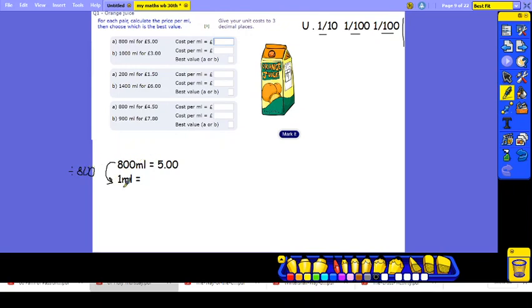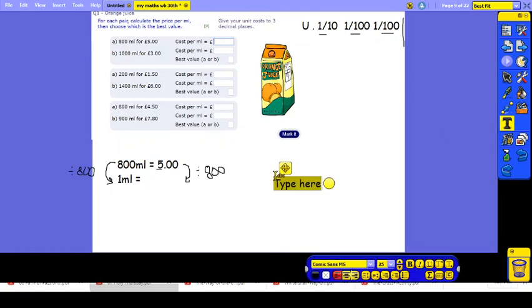Okay, so now I found out what 1 millilitre would be over this side. I'd need to do the exact same on the other side. I'm going to have to divide by 800. Now this isn't 800 divided by 5, but it's 5 whole pounds divided by 800 to work out what one of those millilitres would be. So let's have a go at doing this.